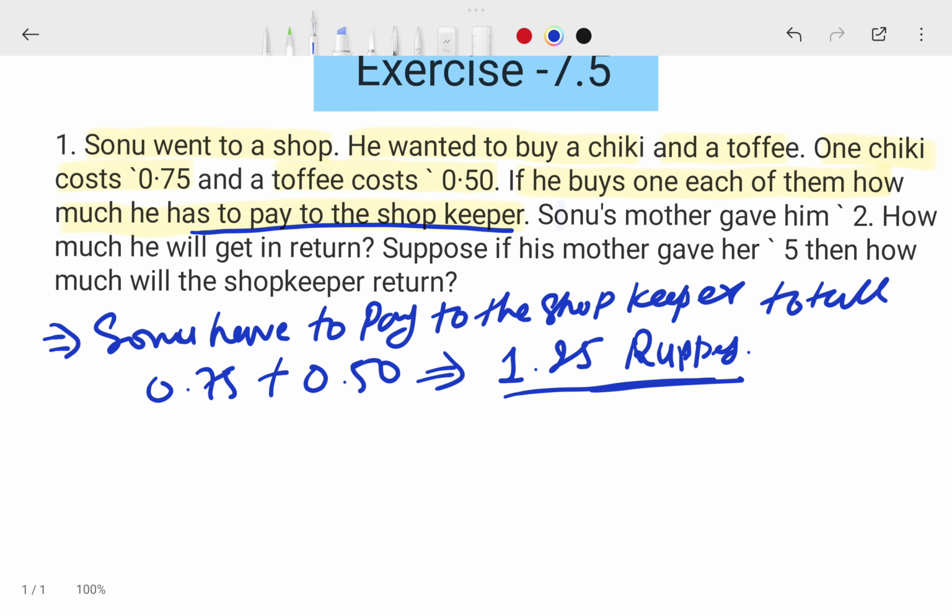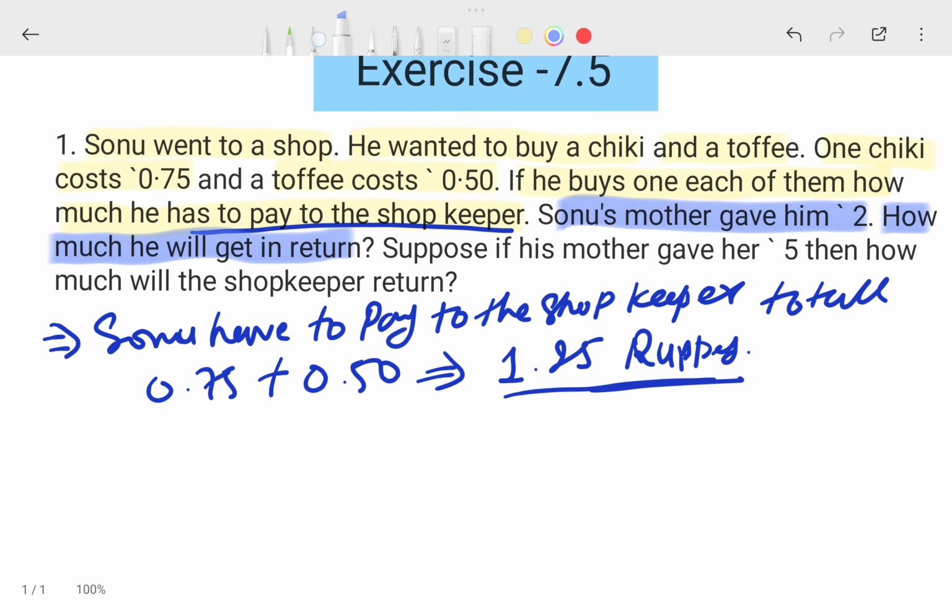Okay, it is over. So you will write this one also, or you cannot write this one. Okay? So now the first question is clear. Now the second question is coming here. Sonu's mother gave him 2 rupees. So how much will he return?